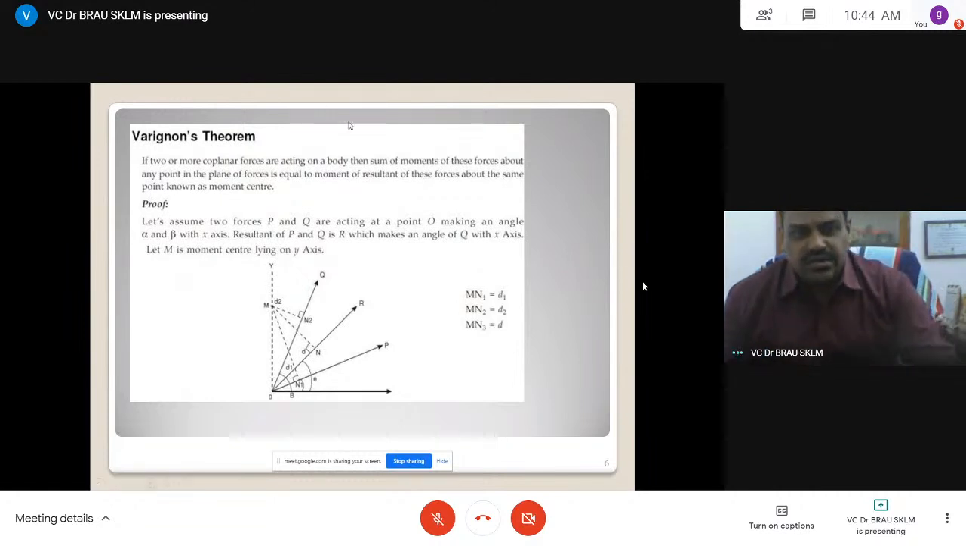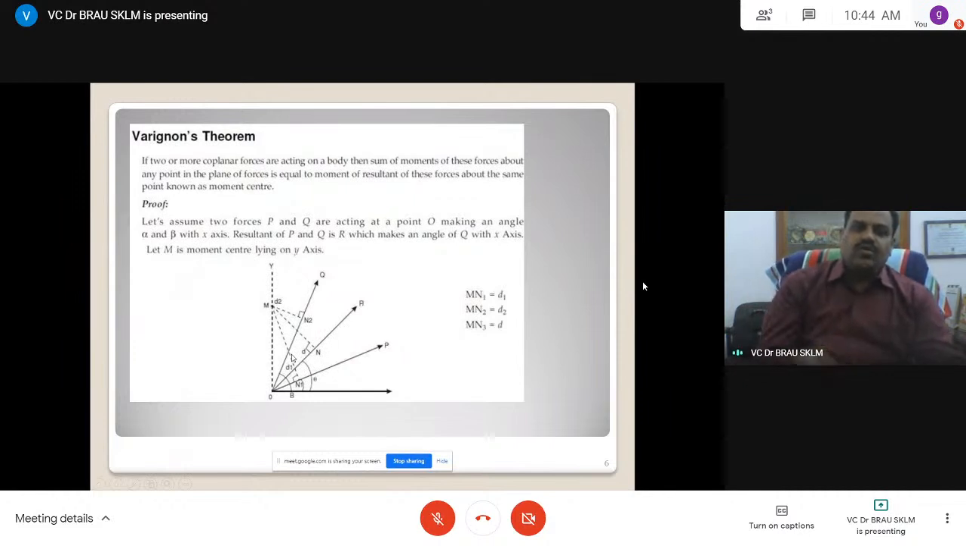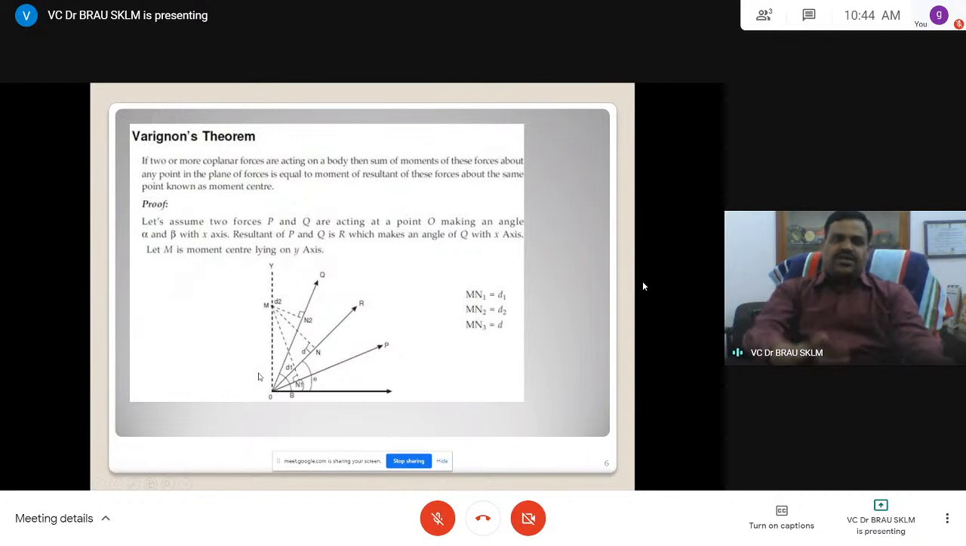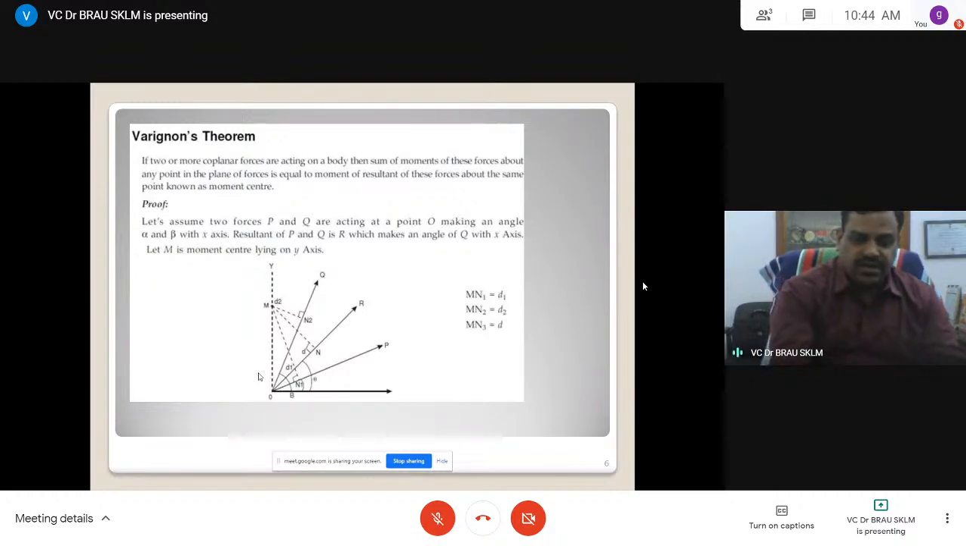P and Q are the two forces, and R is the resultant force. So now what we have to do? Moment about a point O of P plus moment about point O of Q is equal to the moment of the resultant force R about O. This is how Varignon's theorem can be derived, which is the proof of Varignon's theorem. But from the GATE examination point of view, the concept should be clear. The proofs and derivations are not that important.